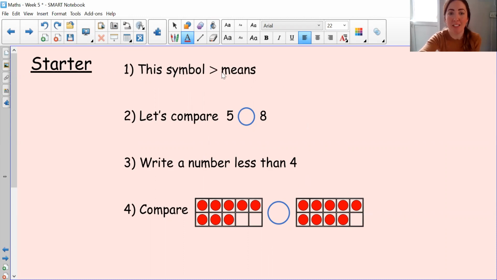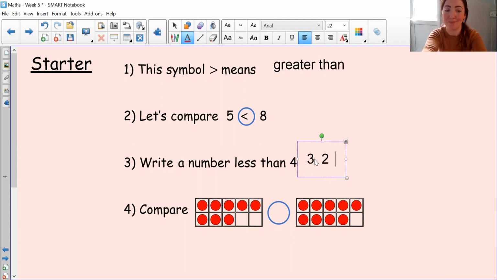So number 1, this symbol means greater than. Number 2, let's compare 5 with 8. 5 is less than 8. Number 3, write a number less than 4. So a few options for that one. We could have had 3, 2, 1, or 0, using the numbers that we've learned so far in year 1.